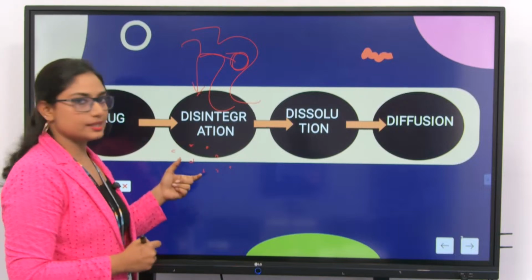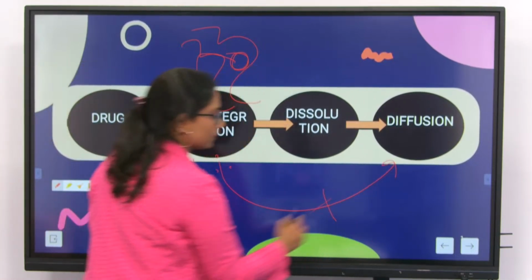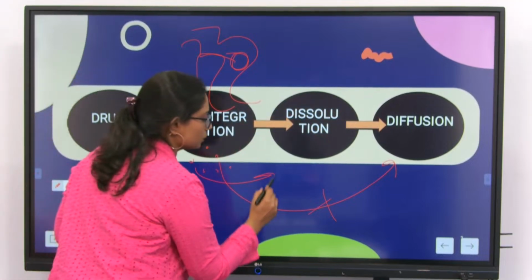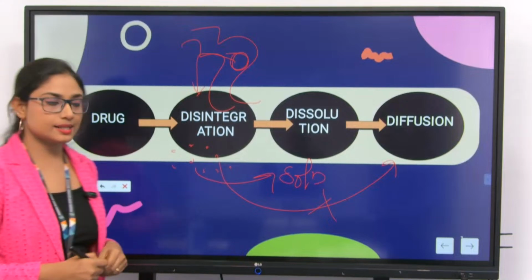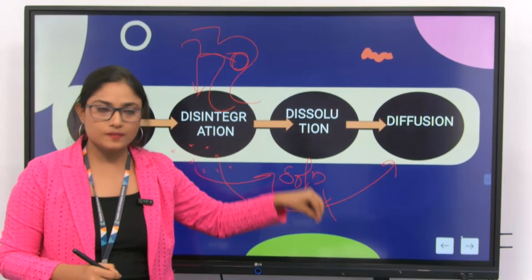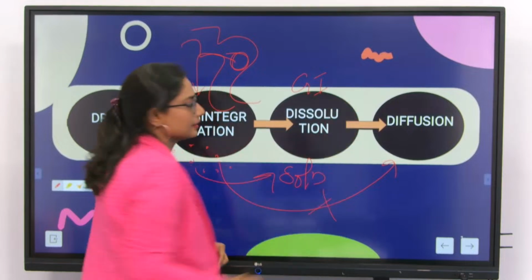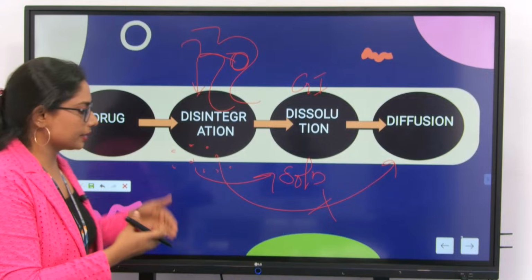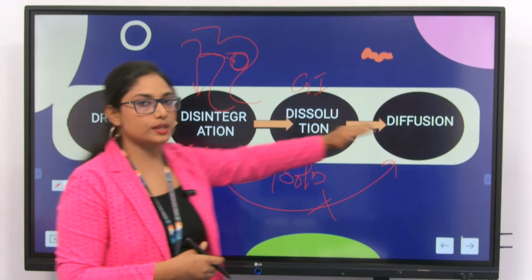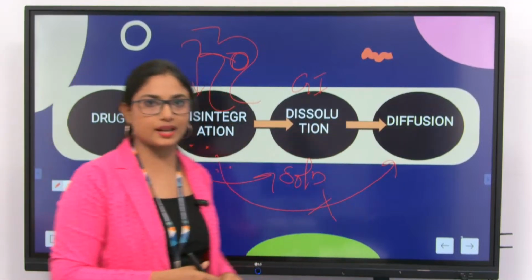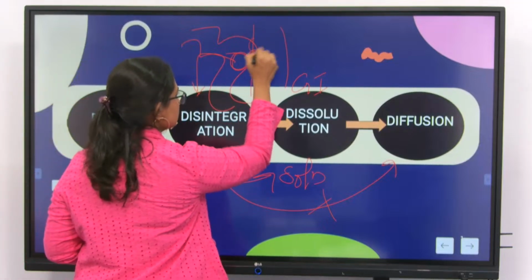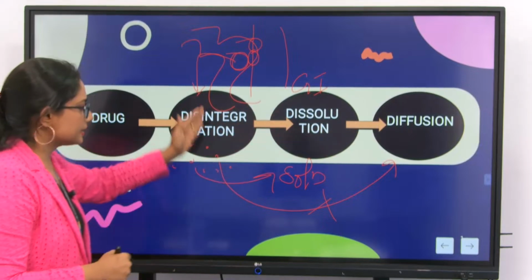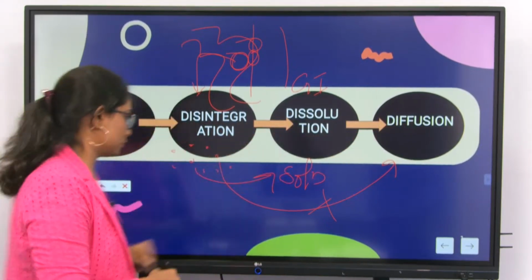And after disintegration, it will not directly go to the diffusion. Before that, for easy diffusion, it should get converted to a solution form. That means these granules should get dissolved in the GI fluid. That is known as dissolution. Now, after converting that to a solution form, it will slowly diffuse across the cell membrane and get absorbed. So for absorption, the drug should undergo 3 Ds, which are they? Disintegration, dissolution, and diffusion. Yes.